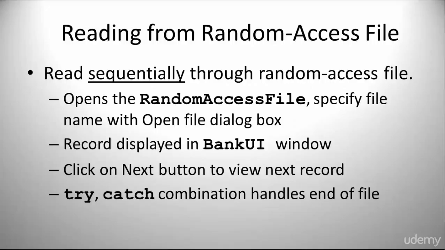When attempting to read from a random access file, you should read sequentially through the random access file. When opening the random access file, specify the file name with an Open File dialog box. The record is displayed in the Bank UI window. Click on the Next button to view the next record. The try and catch combination handles the end of file.